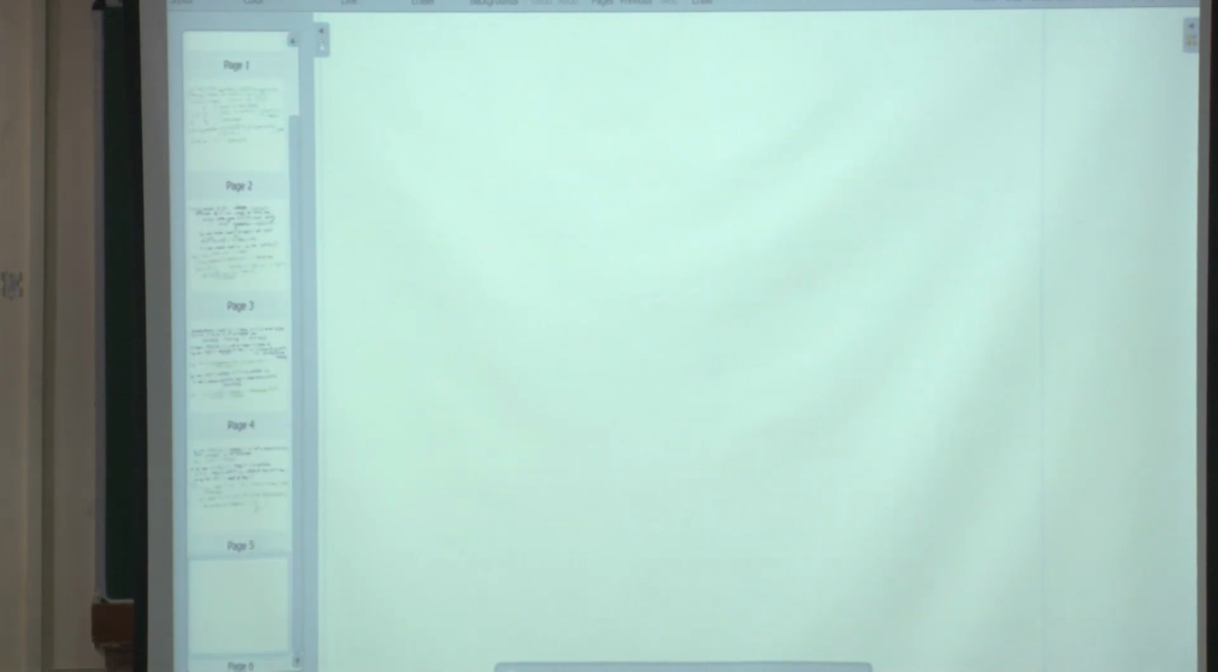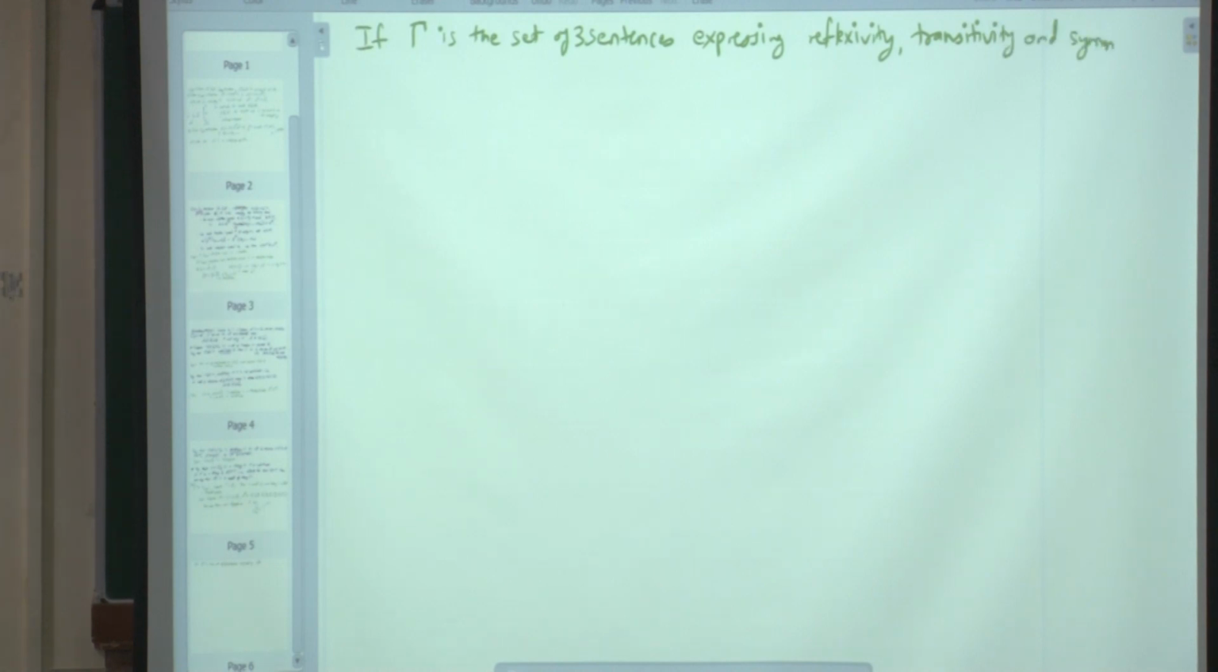Now, we are looking at the same language. So if gamma is the set of 3 sentences expressing, I am not going to write it again, reflexivity, transitivity and symmetricity, then a model of gamma is what? A set with an equivalence relation. M equal to (M, E), where E is an equivalence relation on M.